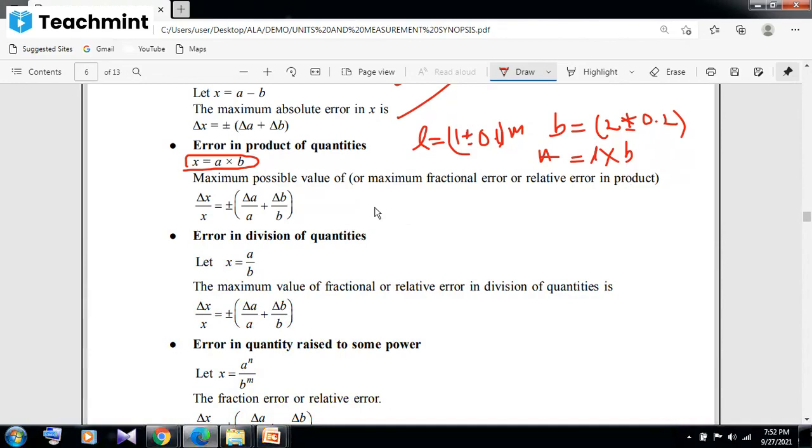So what is the maximum error possible? Write this down. It is delta x by x is equal to plus or minus, delta a by a plus delta b by b. Are you understanding this, students? When doing multiplication we have to follow this rule, this formula. Can you remember this formula? Tell me. Are you understanding? Respond once. Yes, I can show you the example now for multiplication.